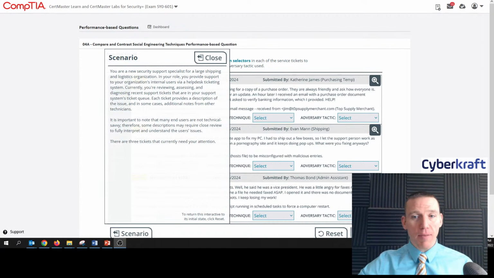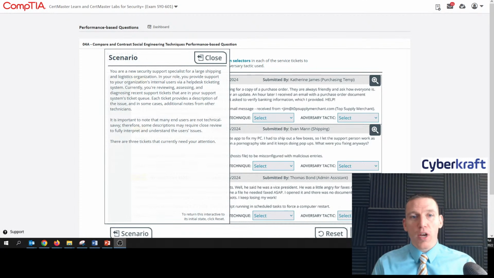Today we're going to do one of the CompTIA's performance-based questions. We're going to focus on social engineering. I'm going to talk to you about how you should approach this performance-based question, and we're going to talk about what the indicators are for each of the types of attacks and talk a little bit about what each attack means. So this is the performance-based question on social engineering, and we're going to start out by reading this scenario.